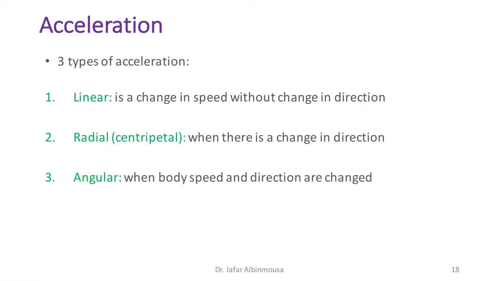We have 3 types of acceleration: linear, which is due to the change in the speed, even if there is no change in the direction. We have radial, which is also known as the centripetal, or sometimes we call it normal, which is a result of the change in the direction of the velocity, even though the velocity itself might be constant. We have angular, when the body speed and the direction are changing with time. So we call it angular acceleration if both of them are changing, both the magnitude as well as the direction.